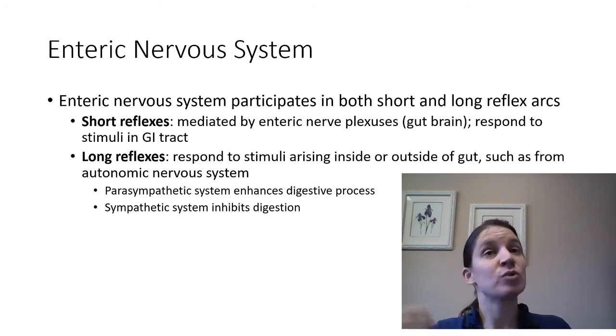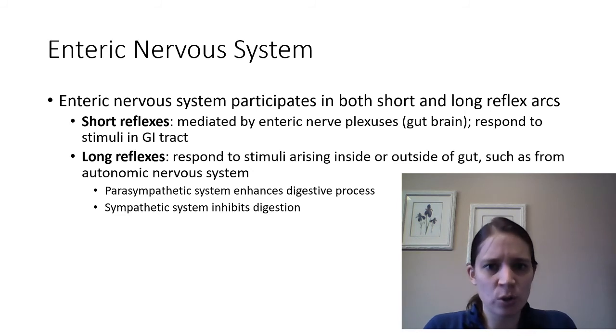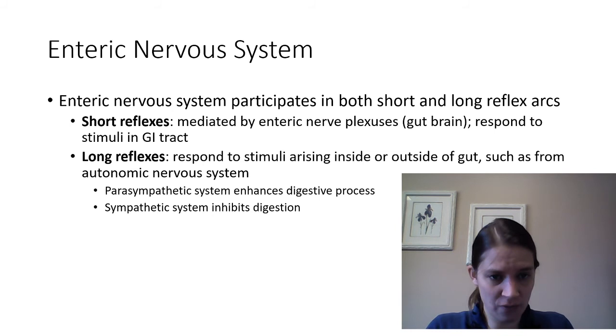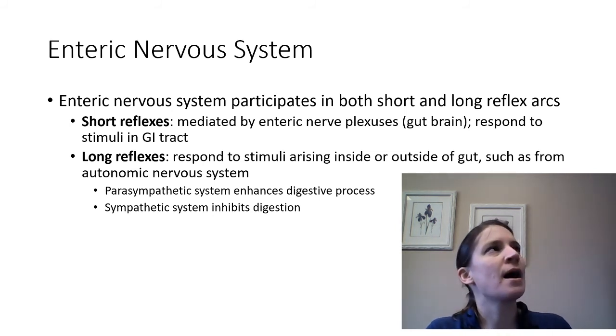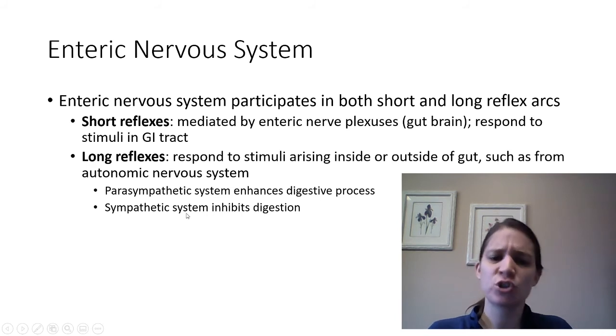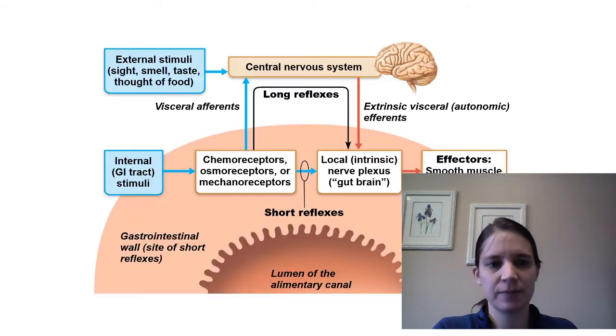So things like, I'm really nervous. You might have noticed that if you're really nervous, your digestion often slows down, right? Things just don't work so well. They can respond to a whole bunch of stimuli outside the gut. The autonomic nervous system is going to play a huge role in this. The parasympathetic system is going to encourage digestion, whereas the sympathetic system is going to turn digestion off a little bit.